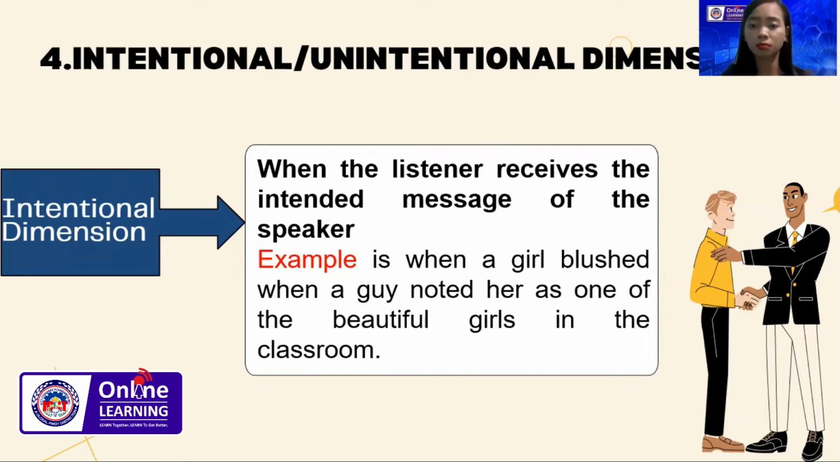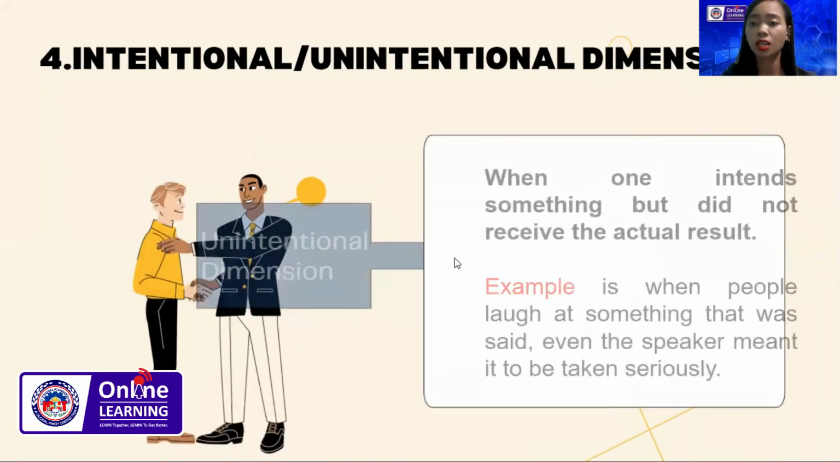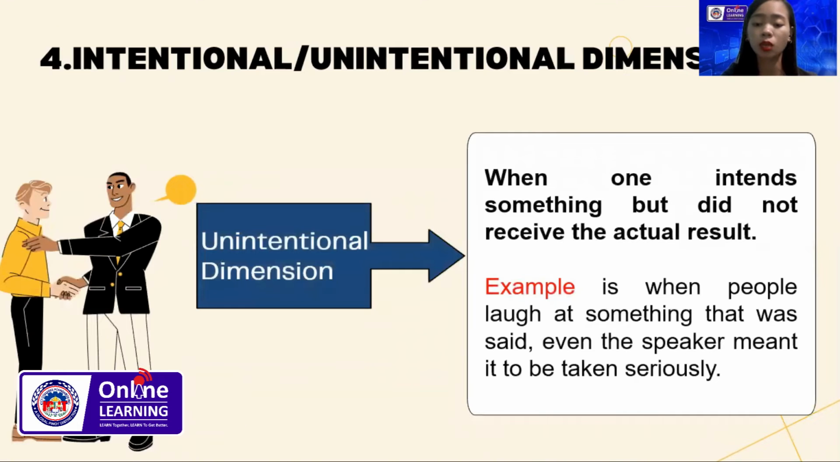How about the other dimensions of communication? We also have intentional and unintentional. So in the intentional dimension of communication, the listener receives the intended message of the speaker. The example that we have here is when a girl blushed when a guy noted her as one of the beautiful girls in their classroom. So meaning to say there is an intended meaning why they wanted to communicate with people.